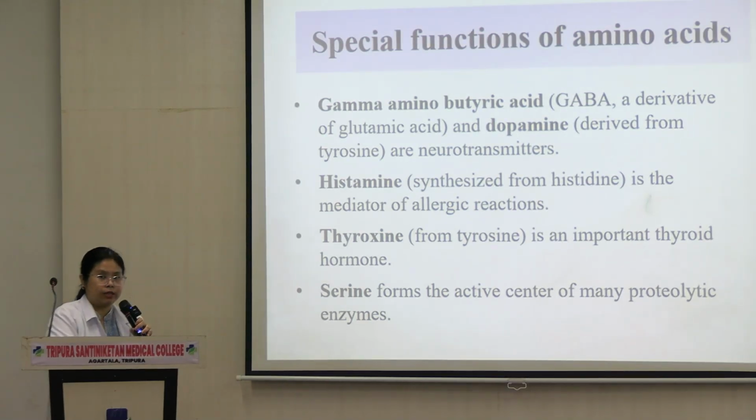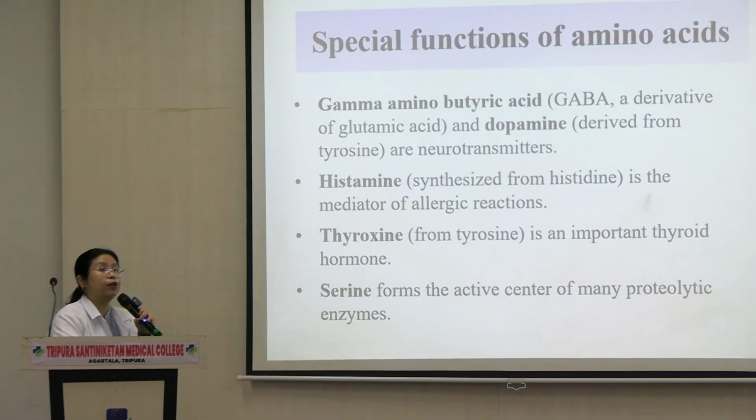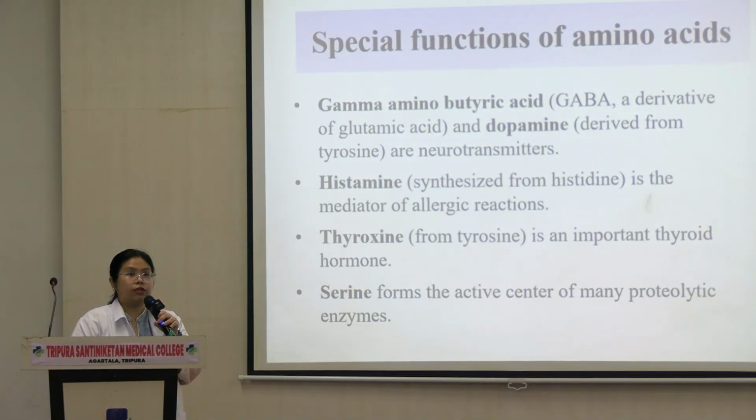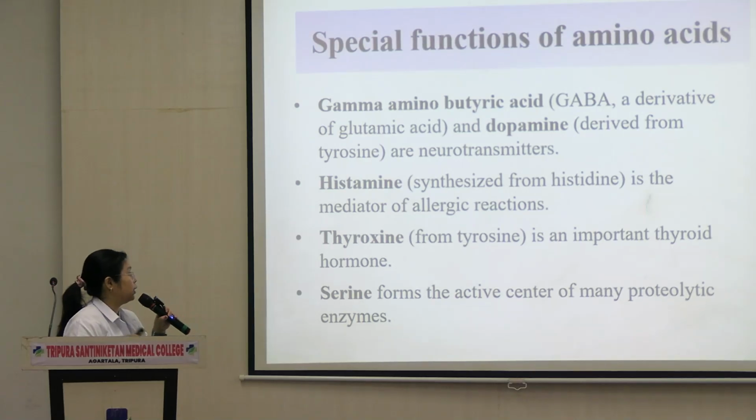Thyroxine from tyrosine is a thyroid hormone. We all have thyroid glands in our body. From there, thyroxine is released. Okay, this is a thyroid hormone.